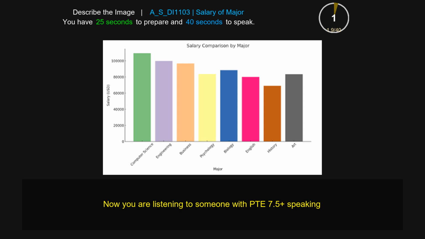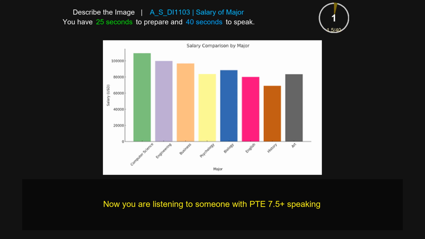The image provided is a bar graph that is giving information about salary comparison by major. The x-axis talks about computer science, engineering, business, psychology, biology, English, history, art. The y-axis talks about salary in USD: 20,000, 40,000, 60,000, 80,000, 1 million. Among them, computer science is almost 1.5 million, engineering is 1 million, and history is standing at 60,000. Overall, the image provides complete information about salary comparison by major, which is very informative.